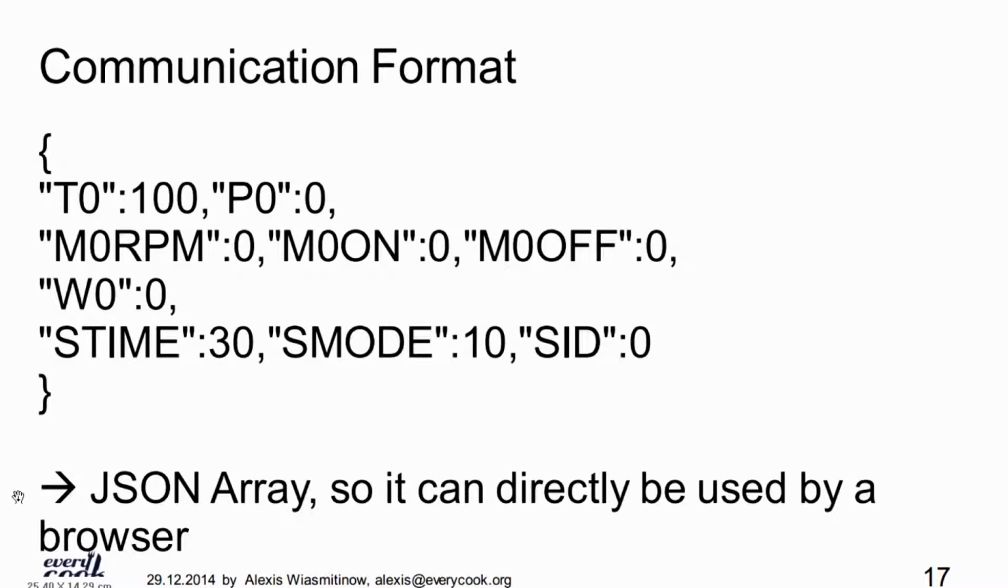Communication is a JSON string, a JSON array, so it's very easy to use. And we build it in a way that we can expand it. You see, T0 is the first temperature sensor, P0 is the first pressure sensor, M0 is the first motor. So if you want to build huge devices with many motors and many sensors, you can just expand this.